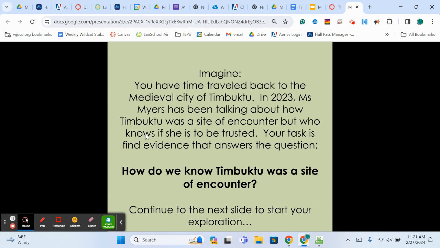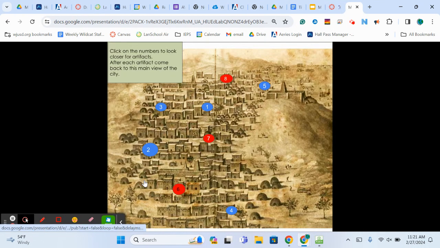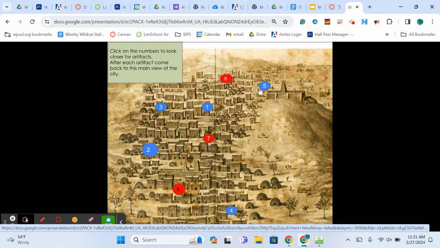Okay, so imagine you have traveled back to the medieval city of Timbuktu. In 2023, Miss Myers has been talking about how Timbuktu was a site of encounter, but who knows if she is to be trusted. Your task is to find evidence that answers the question, how do we know Timbuktu was a site of encounter? This is your map, and as you are exploring Timbuktu, these are some of the artifacts that you found. You're going to pay special attention to the blue ones. The red ones, the directions are just a little bit different, and I'm just going to go over the directions for the blue ones today. But that's enough to complete your assignment.